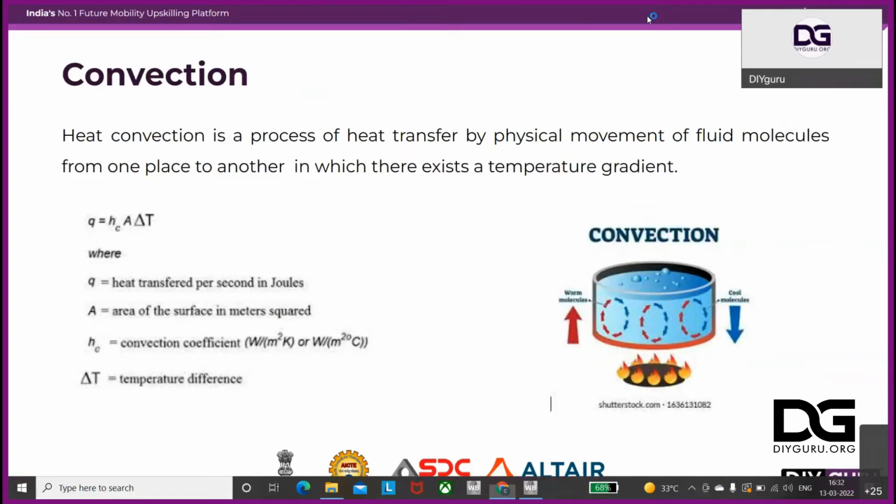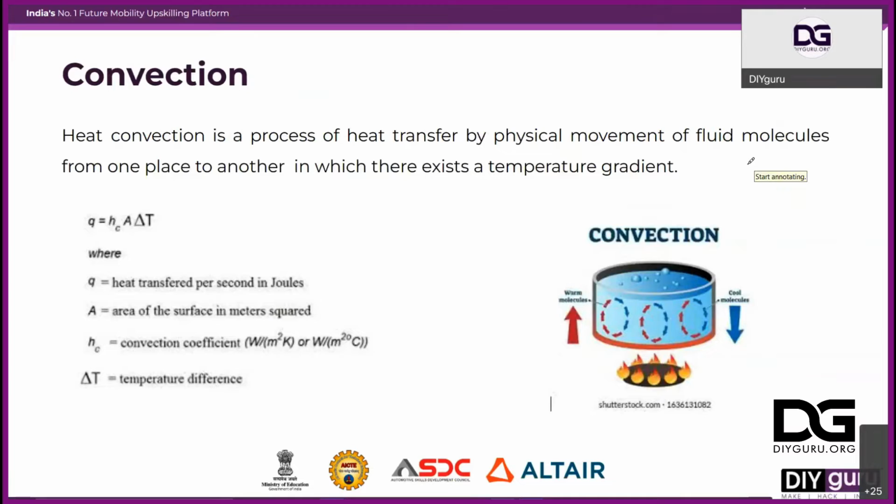Heat convection is a process of heat transfer by physical movement of fluid molecules from one place to another, in which there exists a temperature gradient. In this example, you have a vessel and you're boiling water. The molecules present at the bottom start getting heat because they're close to the stove. They're getting the fire, so they're getting heated up.